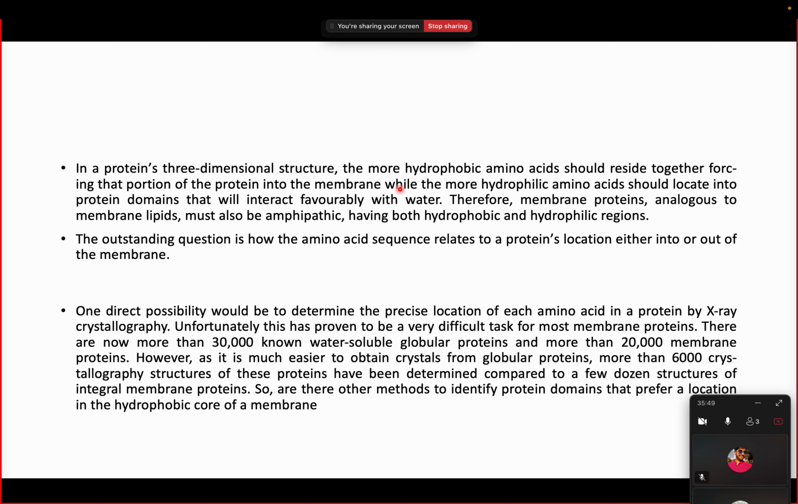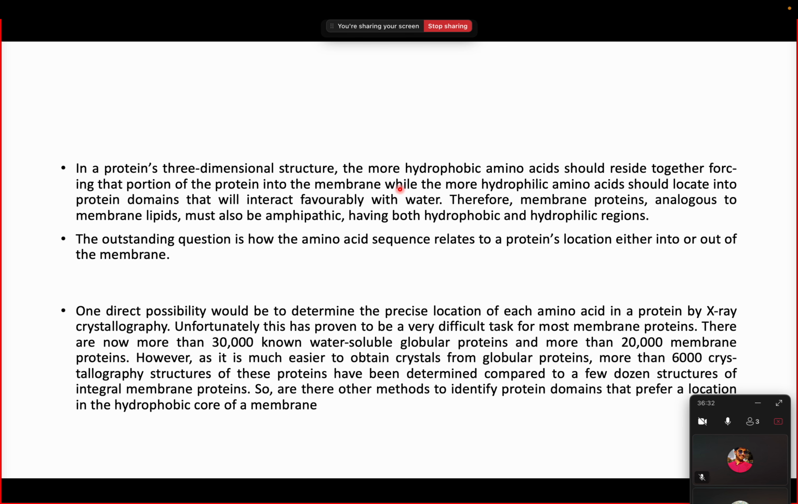So how can we be 100% sure which residues are facing towards the cytosolic side or the extracellular side, which is hydrophilic in nature, or the membrane itself, which is hydrophobic in nature? One direct possibility would be to determine the precise location of each amino acid in a protein by X-ray crystallography, right? This will be the ultimate proof. If you have the precise location of every amino acid of a protein via X-ray crystallography, you don't need anything else, correct? Because you have the direct proof. You are literally viewing all the amino acids which are spanning the membrane.